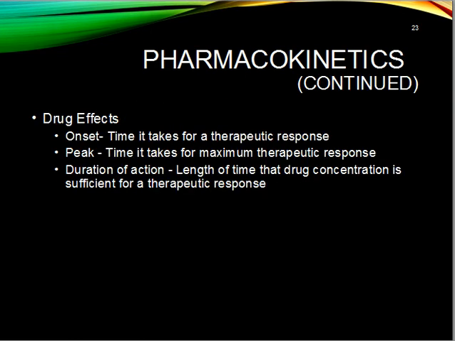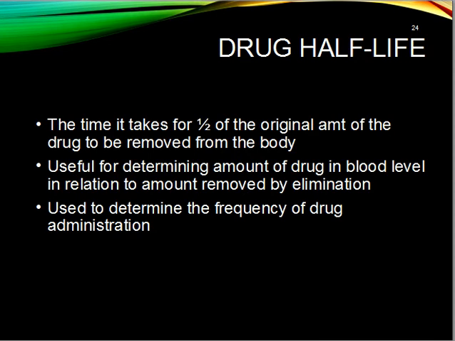So drug effects: onset, the time it takes for a therapeutic response; the peak, the time it takes for a maximum therapeutic response; and duration of action, the length of time that drug concentration is sufficient for a therapeutic response. Drug half-life: the time it takes for half of the original amount of the drug to be removed from the body. Useful in determining the amount of drug and blood level in relation to the amount removed by elimination.